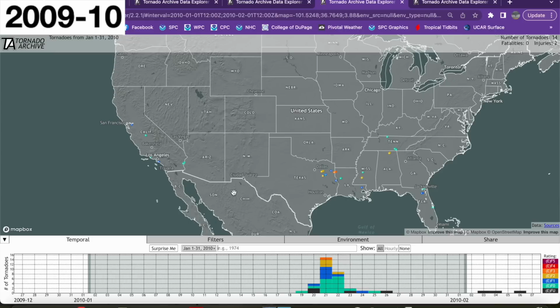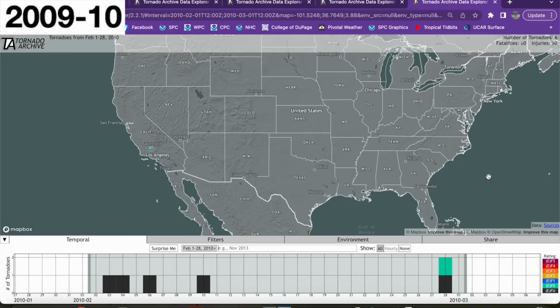I remember living in Arizona in January of 2010 and being in a tornado warning in the southeast part of the Phoenix metro area where I lived. So definitely seeing a little bit of a signal here in the western portion of the country, California, Arizona, in these analog years as well. And February 2010 was a very quiet month to close out winter 2010.